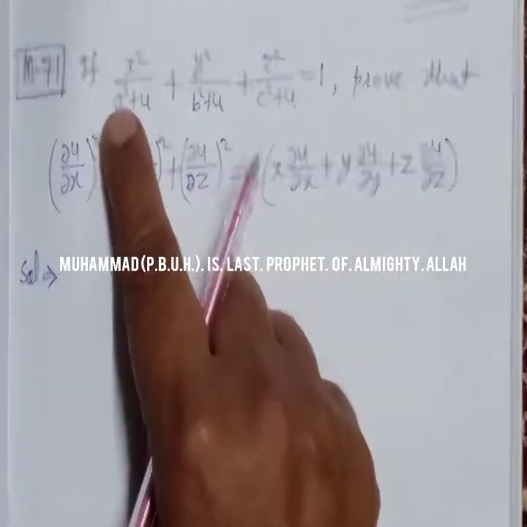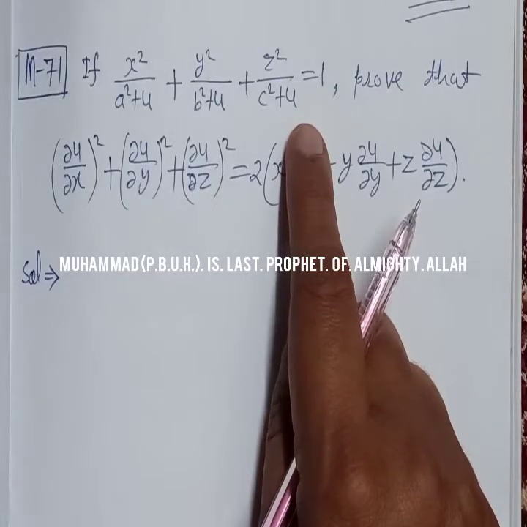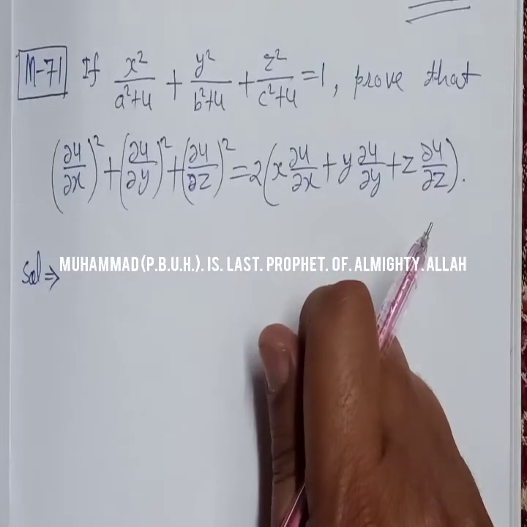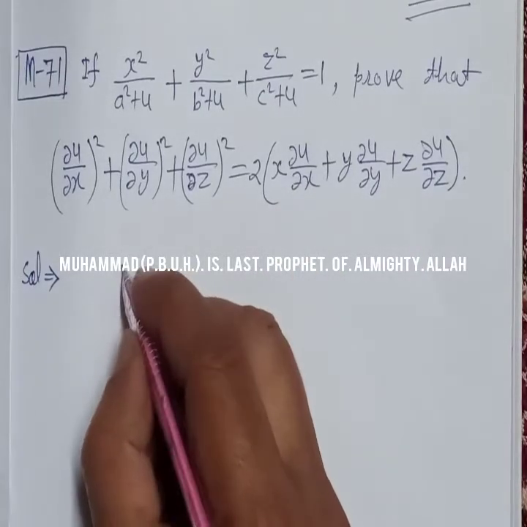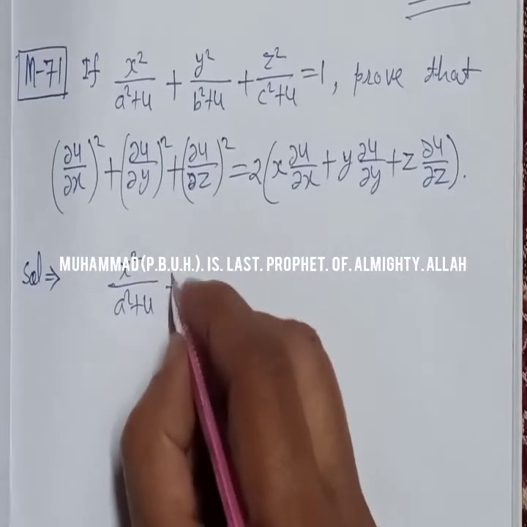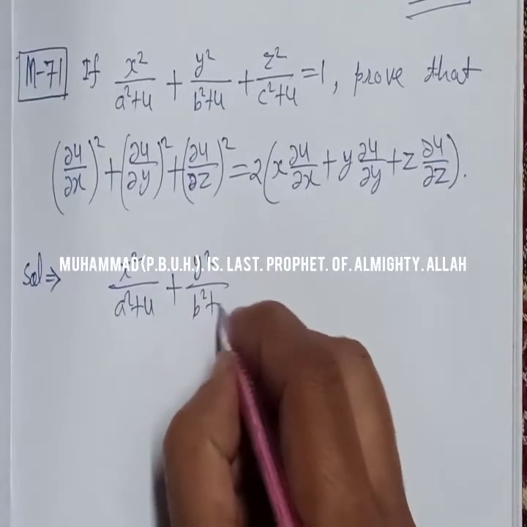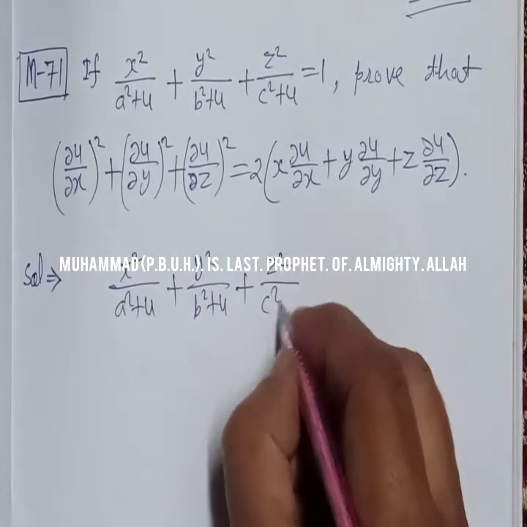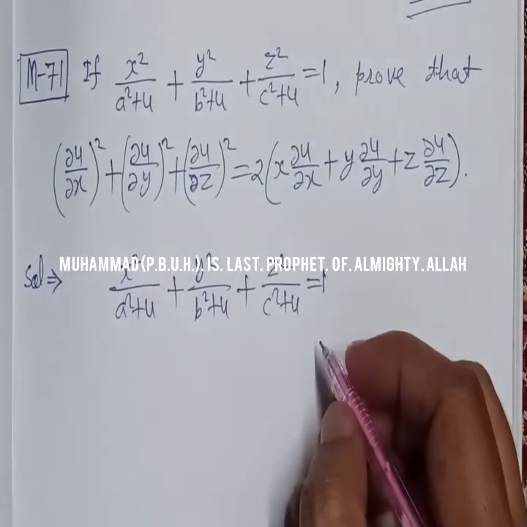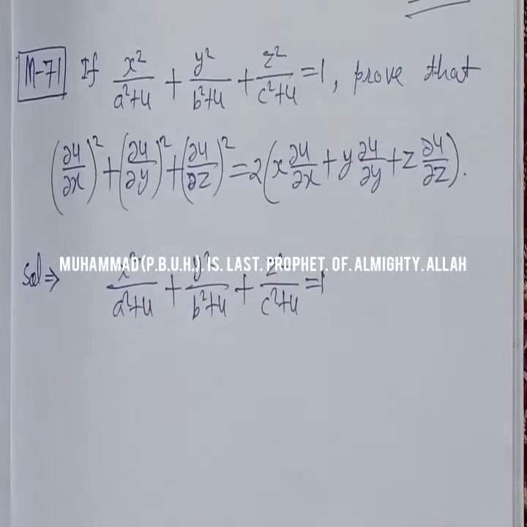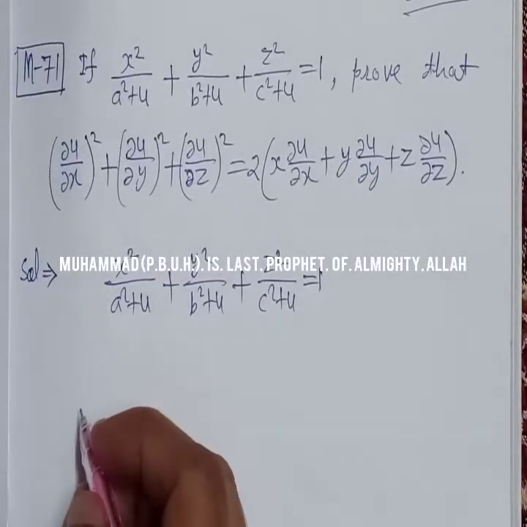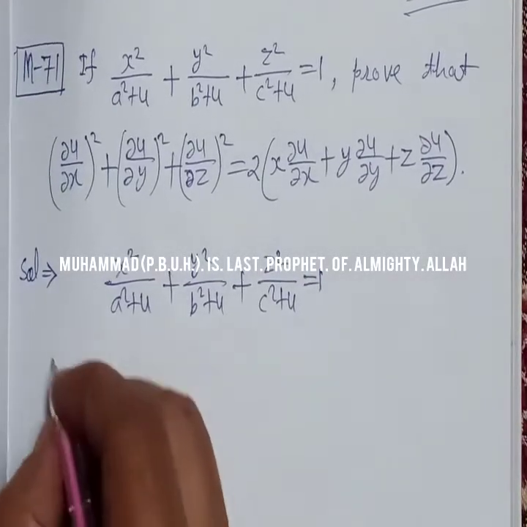From the given relation, we observe that u is a function of three independent variables x, y, z. So I write the given relation: x²/(a²+u) + y²/(b²+u) + z²/(c²+u) = 1. And now we will differentiate this equation with respect to x partially.